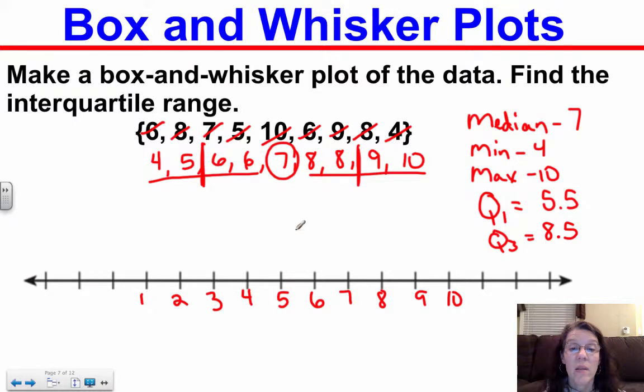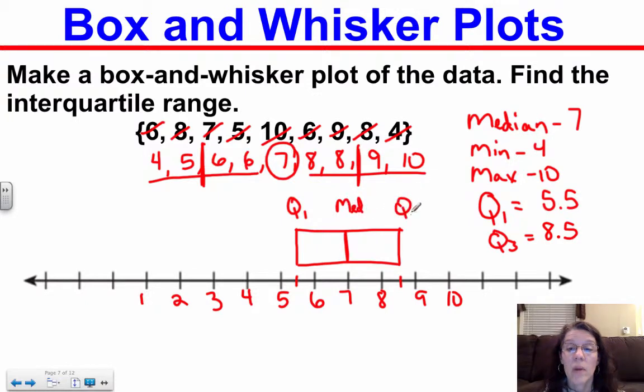So we have a line here at 5.5. We have a line here at 8.5. And we're going to draw a rectangle. That's our box. Now we have to put the median in our box, and we draw it right over the 7. And so there's our Q1, there's our median, and there's our Q3. Now remember, we also need our whiskers. We have a whisker out here at 10 and a whisker over here at 4, and we connect it to the box.